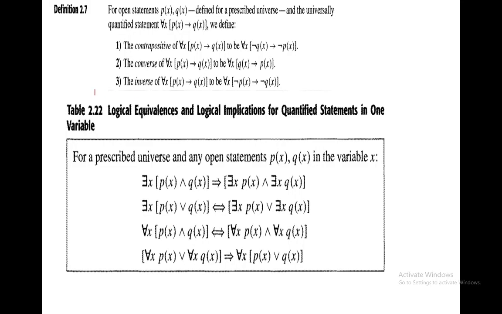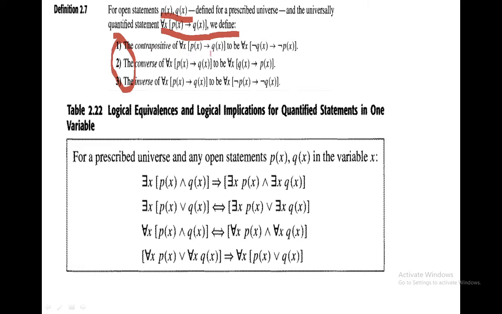Okay, next, one more definition we have over here. For open statements P of x and Q of x defined for the prescribed universe, and the universally quantified statement for all x, P of x implies Q of x, we define the contrapositive, converse and inverse. These we have learned with respect to primitive statements. Now we'll see the same thing with respect to quantifiers.